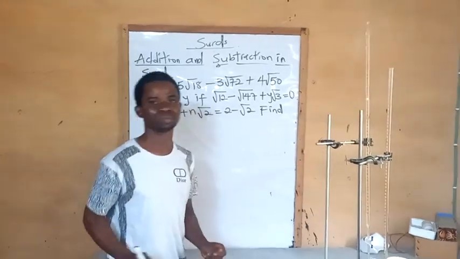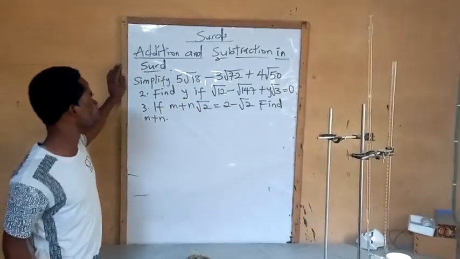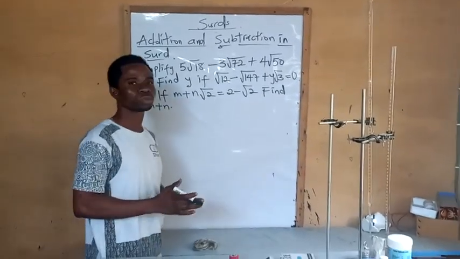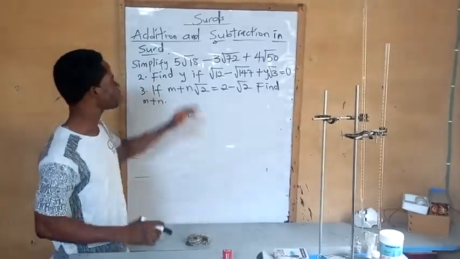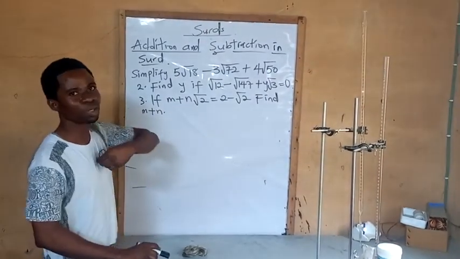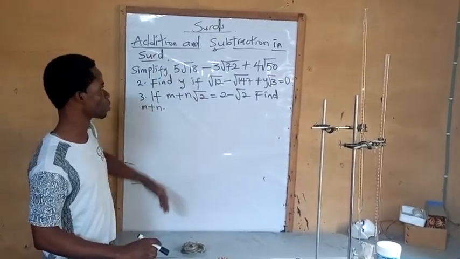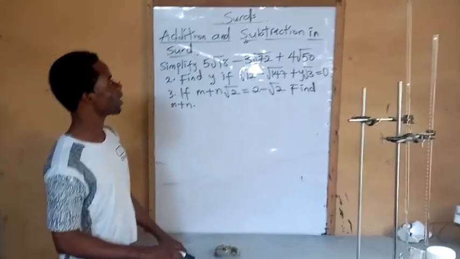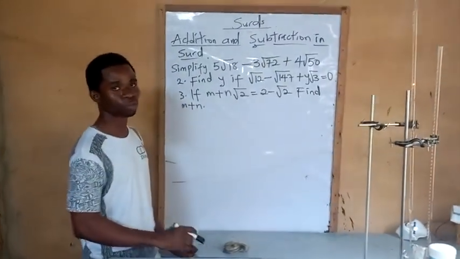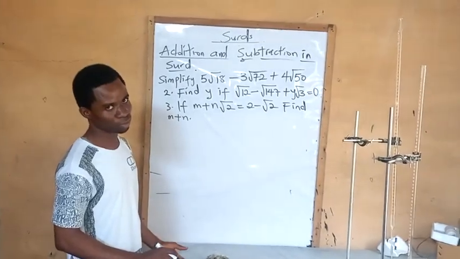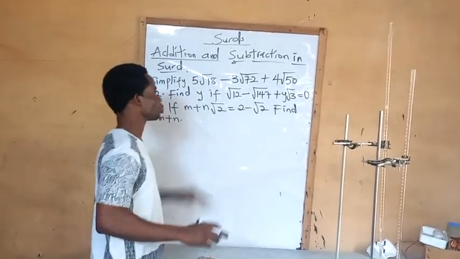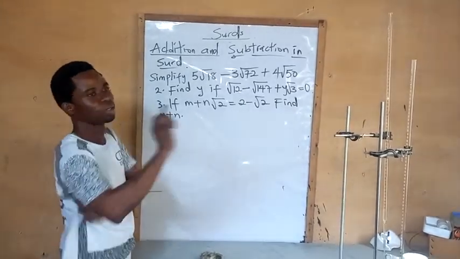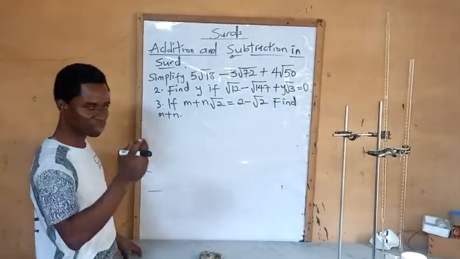Now, look at what's on the board. We want to talk about the addition and subtraction in surds. Before we solve these three questions, I believe once we can solve these three questions, as far as surds are concerned, anywhere you see addition or subtraction of surds, you will be able to solve it. But before I solve these three and we learn it together, let me just give us some hints.